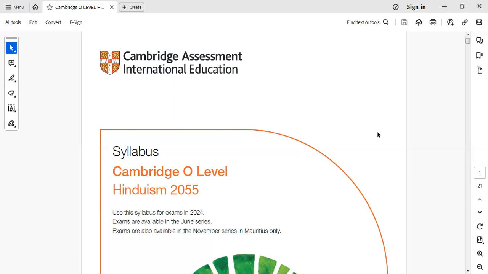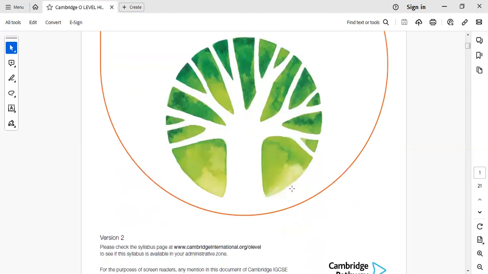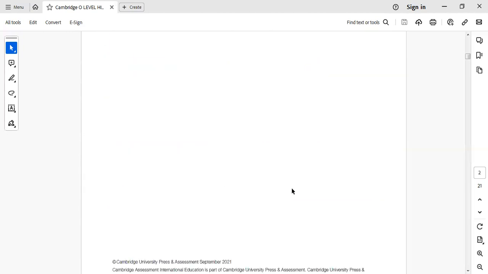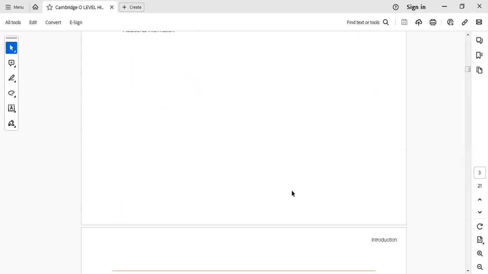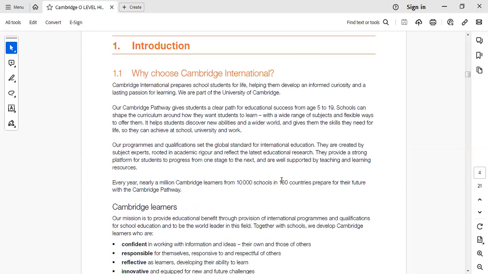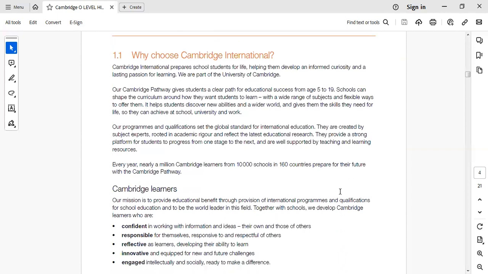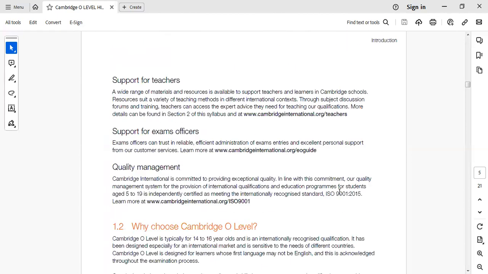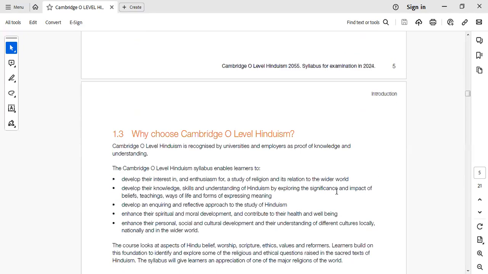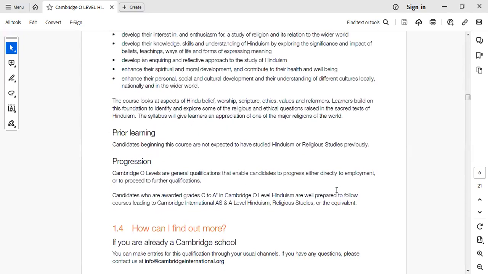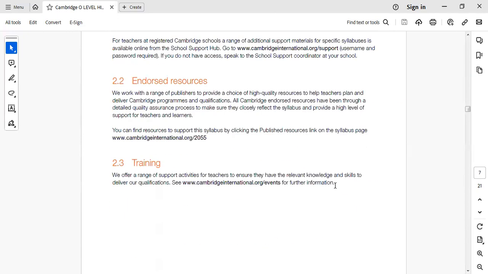So we are going to see the syllabus for Hinduism O level ST. Your syllabus code is usually 2055 for ST. And you have here the introduction about the Cambridge syllabus. You can go through it, what we expect from you, why we choose Cambridge O-level Hinduism, and the purpose of this syllabus. You'll get everything there. You can go through it.